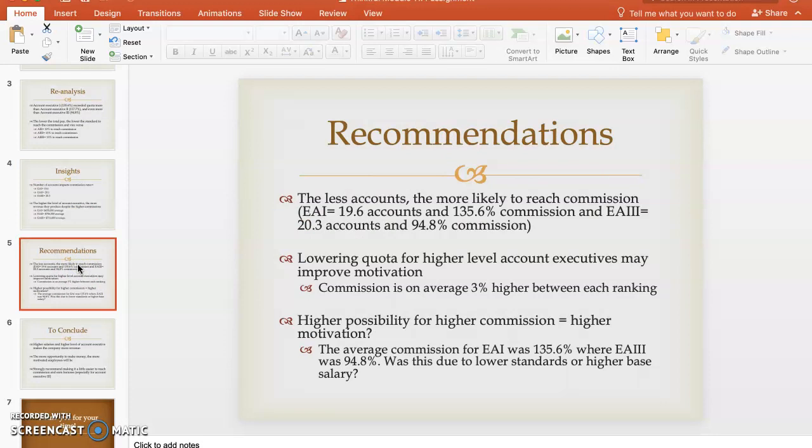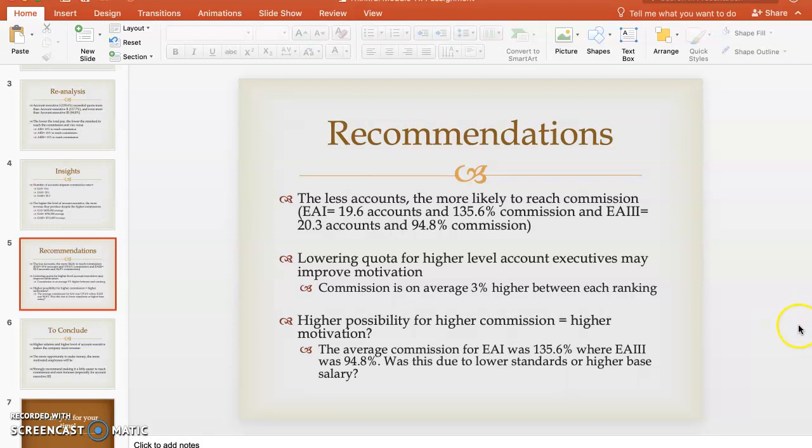After reviewing all of this data, it's determined that the fewer accounts, the more likely to reach commission. And also, the fewer accounts, the less likely for burnout. As many people are aware, burnout is a serious concern among all industries, and due to the fact that most industries are understaffed and overworked, the fewer accounts one has to manage, the better off the employee. Lowering the quota and giving executives more opportunity to make more money will improve motivation and reduce burnout as well. On average, commission is 3% higher between each ranking.